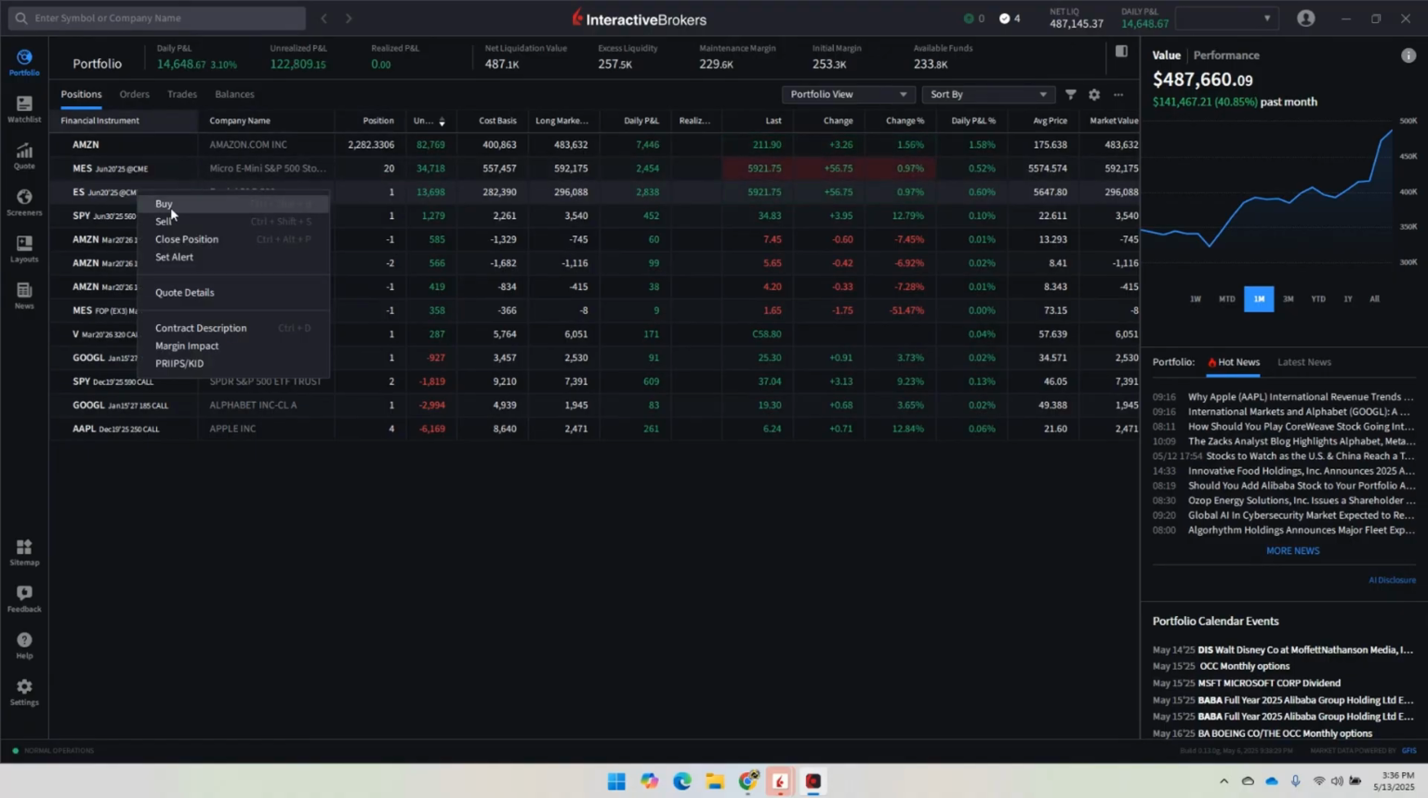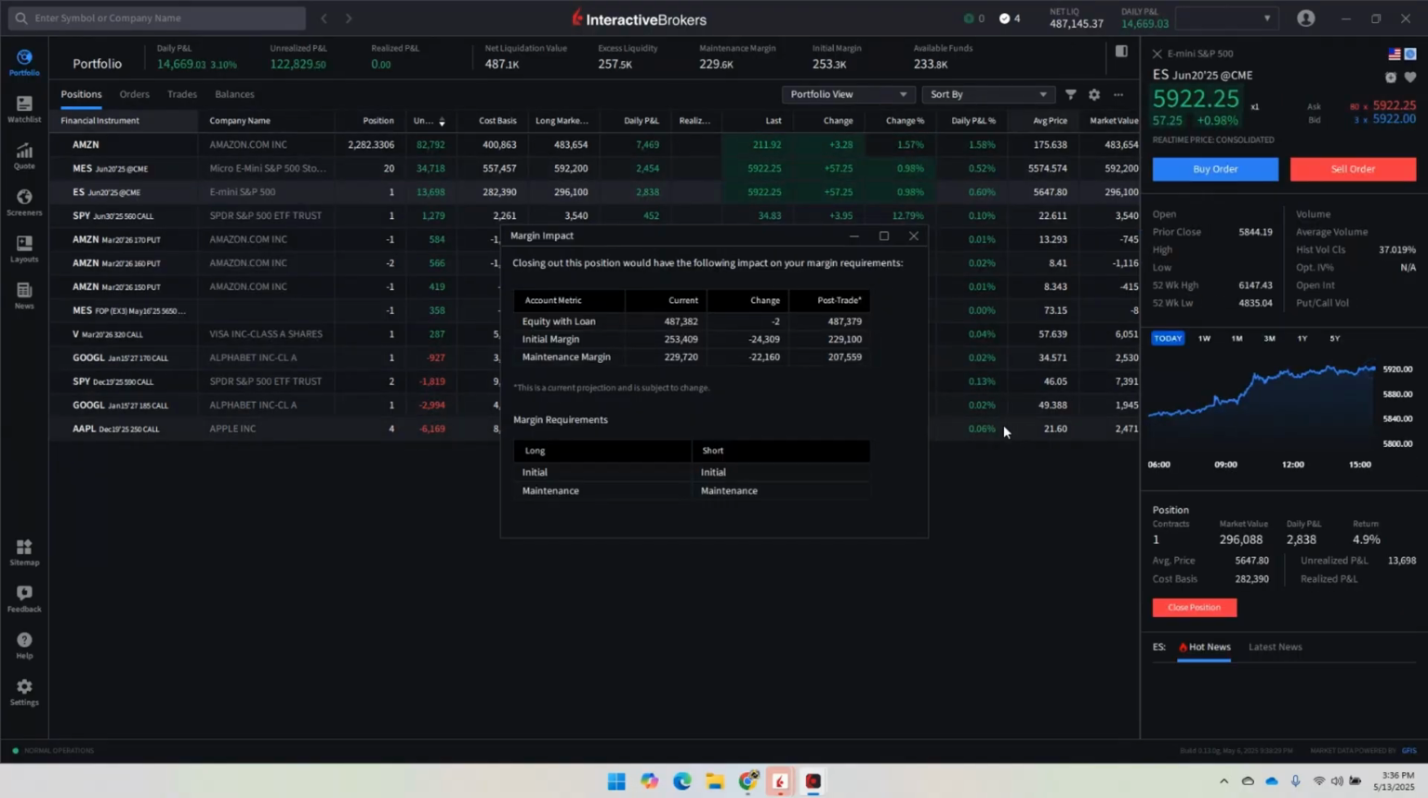So you can right click and you just go to margin impact. All right. So you'll see it right here. It's saying if I were to close this position, I'll have a change in my initial margin of 24 grand. So it's not exactly that 27-ish K that we saw because it's dynamic and it changes. And also we're still during regular trading hours. But if I were to close my position, I'll get back this much in my margin that I could use for something else. And that's an easy way to check it.